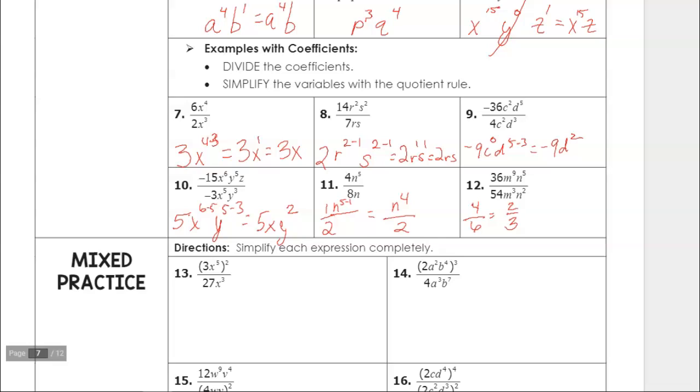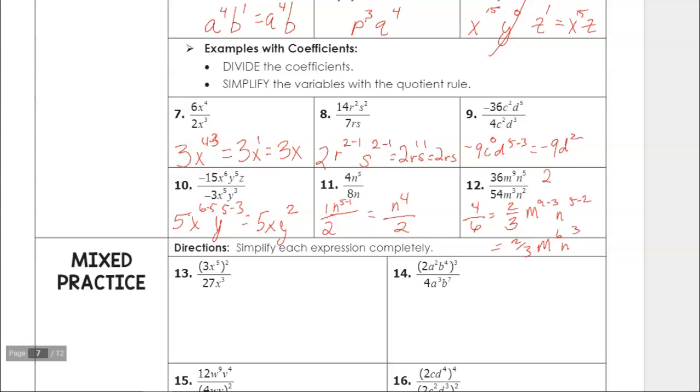This is where you gotta be careful how you write these. You can't put it underneath. That's wrong. But you'll also see it just kind of written on one line, like this. M to the 9 minus 3, and n to the 5 minus 2. And then you're simplifying from there, 2/3 m to the 6 n cubed.